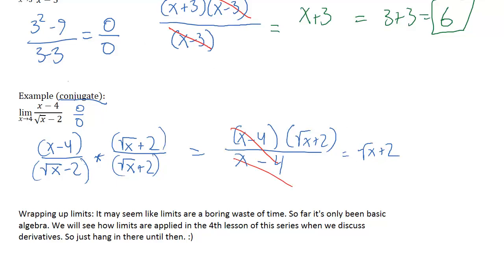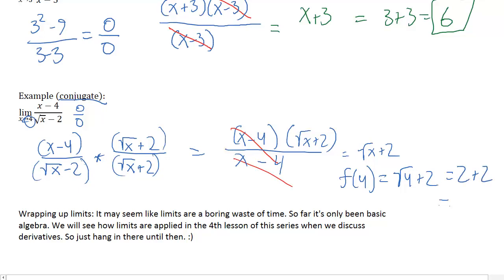So now it's simply a matter of plugging our constant back in and solving for the function. So f of 4 is equal to square root of 4 plus 2, which obviously is 2 plus 2, which equals 4. So our final answer here is 4.